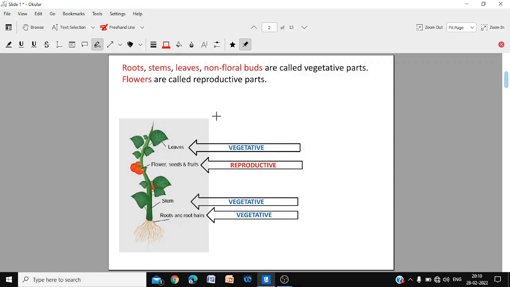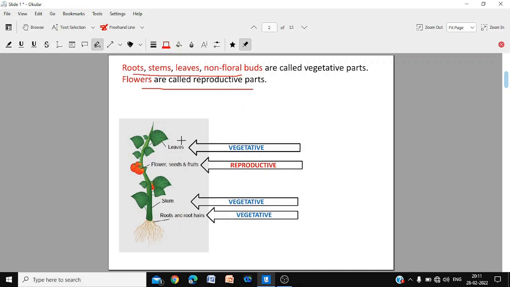Now, first of all, let us understand what are vegetative parts and what are reproductive parts. Root, stem, leaf, and non-floral buds are called vegetative parts. Flowers are called reproductive parts. Root, stem, leaf, and the leaf bud or vegetative buds which grow into shoots, they are called vegetative parts. Flowers are called reproductive parts.